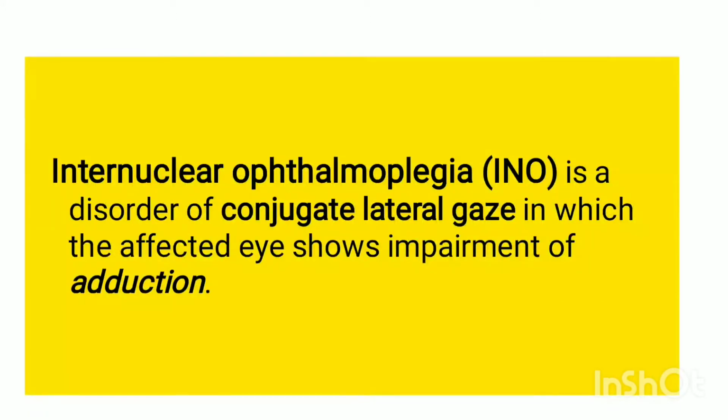Now, what is meant by the conjugate lateral gaze? Basically, whenever the eyes are looking towards the same side, it is called conjugate eye movements. And for the conjugate right and conjugate left eye movements, we have a center in the brain which is called the horizontal gaze center.